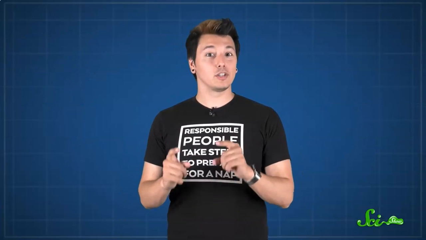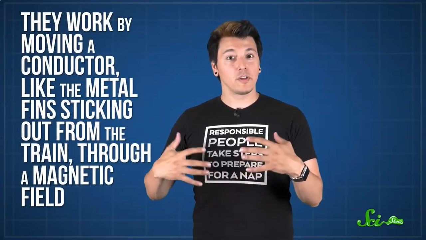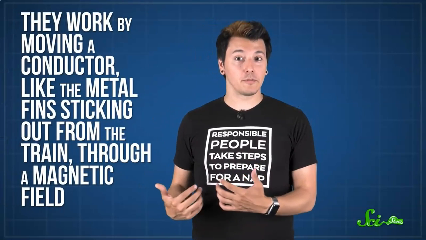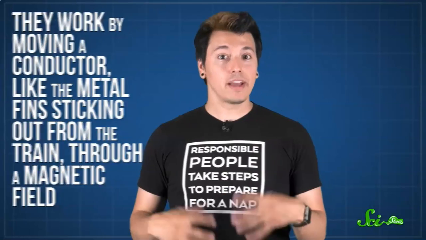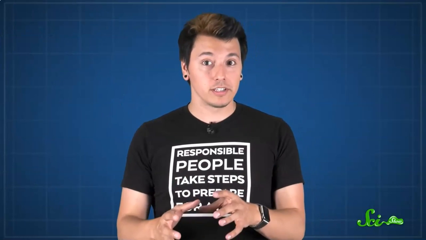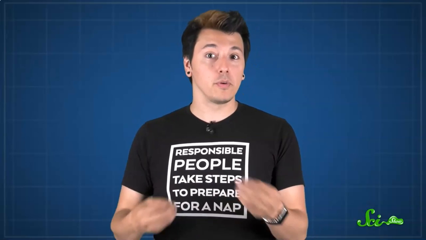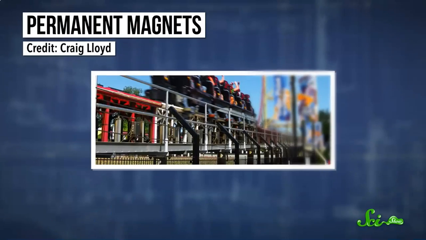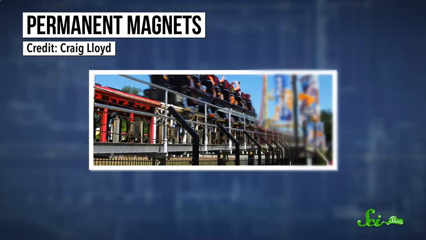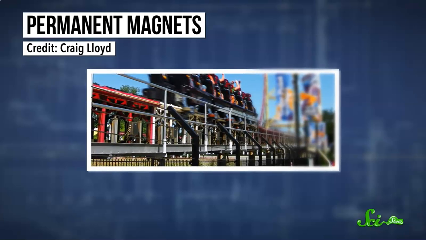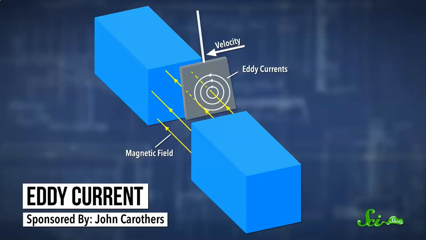But there are some brakes that don't involve friction. They work by moving a conductor, like the metal fins sticking out from the train, through a magnetic field. A magnetic field can be produced by electric currents, like the currents running through a wire, or the microscopic currents formed by electrons moving within atoms, which is kind of how permanent magnets work. So on the tracks of some roller coasters, there are rows of permanent magnets that create a magnetic field. And when the metal fins pass through the magnetic field, it induces a ring-like current called an eddy current.